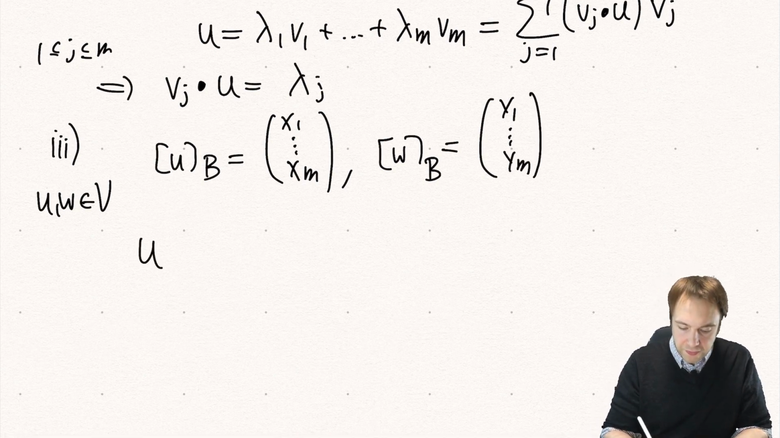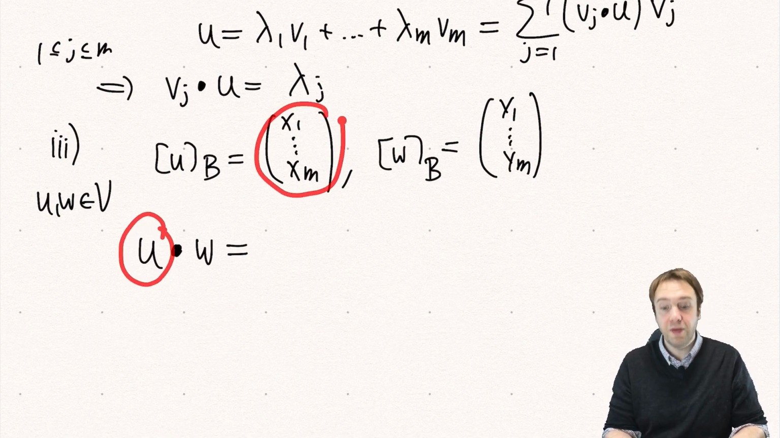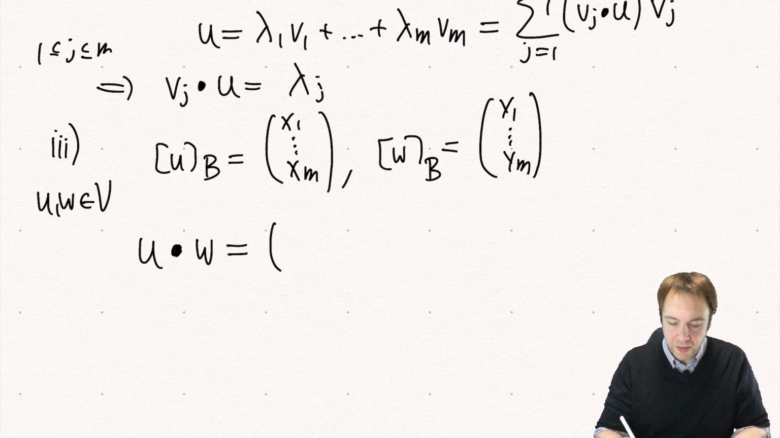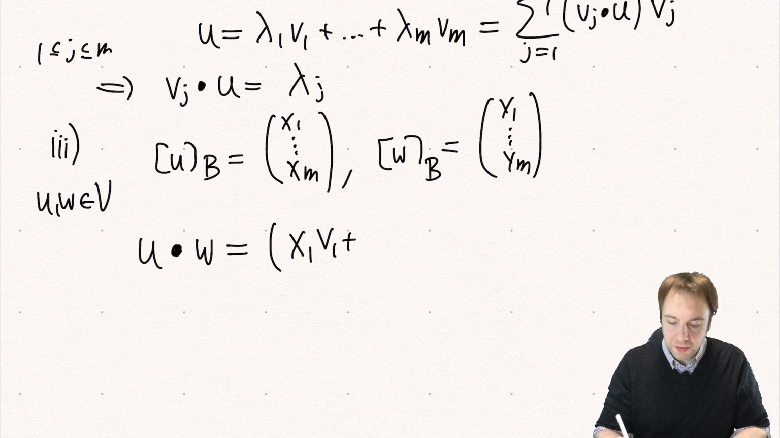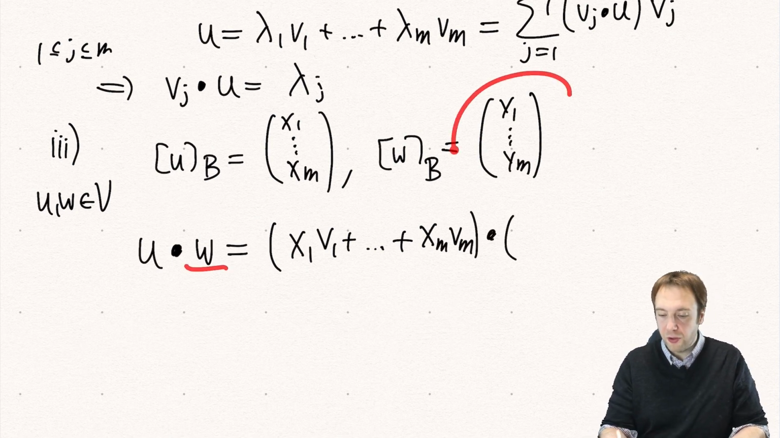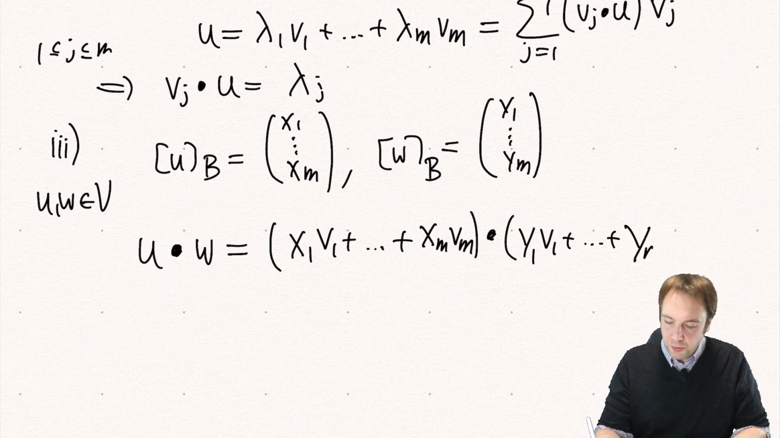And now we want to see what u dot product w is. Well, if the coordinate vector of u is given by this vector here, this exactly means that u can be written as a linear combination x1 v1 plus ... plus xm vm, and the coordinate vector of w is given by this. This means w can be written as a linear combination y1 v1 up to ym vm.